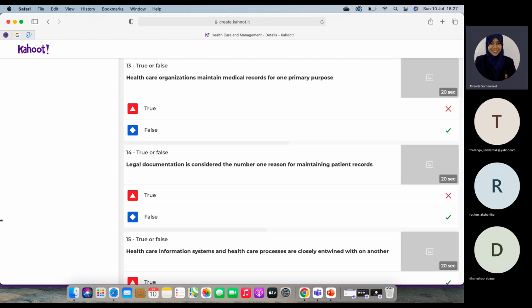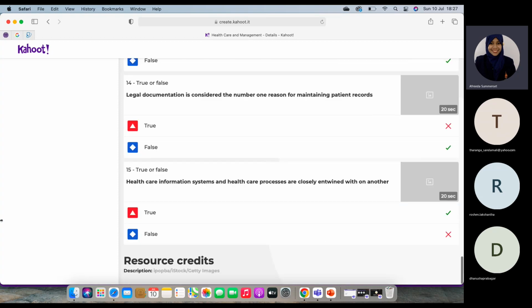And the last question: healthcare information systems and healthcare processes are closely entwined with one another. Actually, it is true, right? It is true because everything is an interconnected process. You need this and both of them are interconnected. It is a true statement.